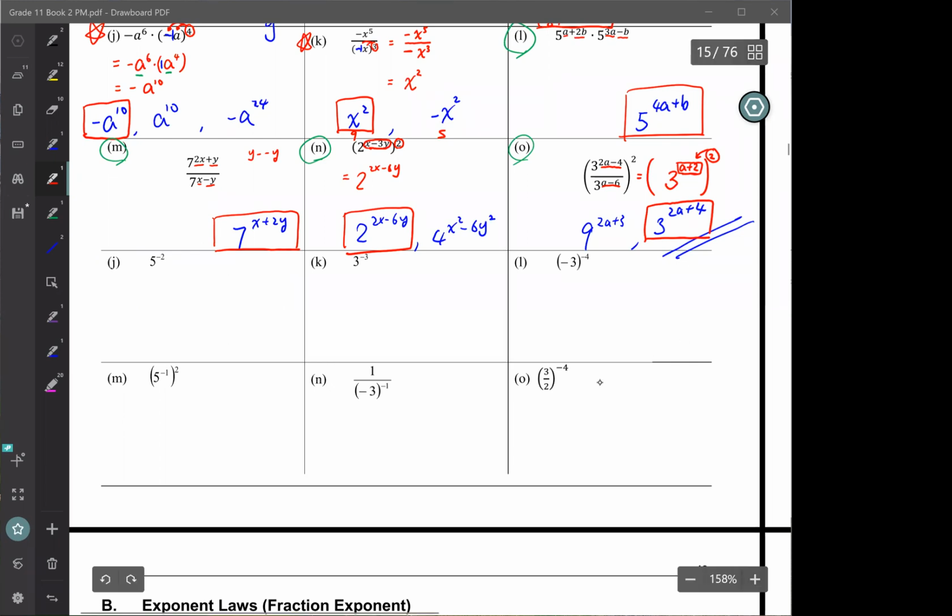Okay, should be done by now. There's nothing to evaluate. Okay, you just flip things over. Leave your answer in positive exponents, okay? If you are not done yet, that means you are having trouble, okay?